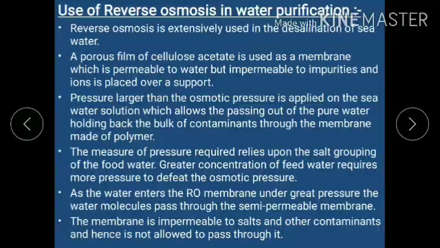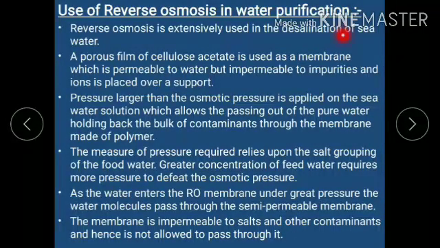What is the use of reverse osmosis? As I told you, reverse osmosis is used for the purification of water, and it is also used in your water purifier. This needs a very high amount of energy and money. Reverse osmosis is extensively used in the distillation of seawater.